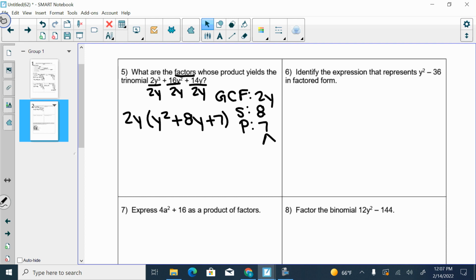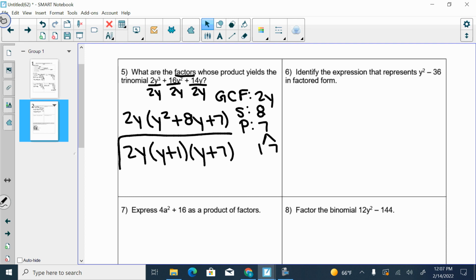Now that we have factored out our GCF, what's our sum and product? And what's the only thing that multiplies to give us 7? 1 and 7. And what is 1 plus 7? Perfect. So 2y, parenthesis, y plus 1, parenthesis, y plus 7. Those would be our factors.